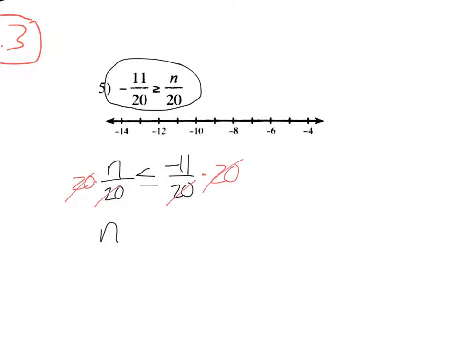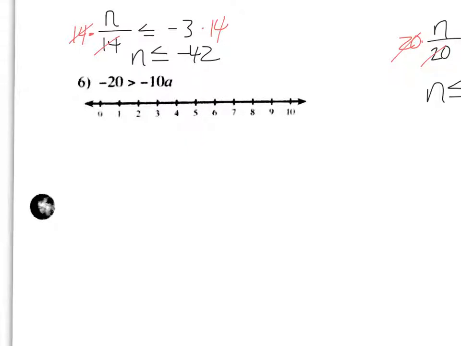Now, do I switch my inequality symbol? And the answer is no, because I multiply by a positive 20. So since the 20's canceled, that leaves negative 11. I go to negative 11, which would be right here, put a closed circle. Since my variable is on the left, which is what I did at the very beginning, my arrow's pointing to the left, so I shade to the left. Put an arrow. Alright, one more.